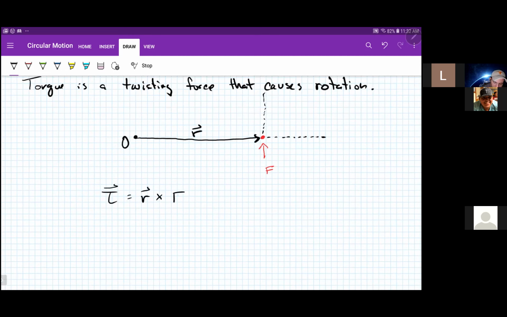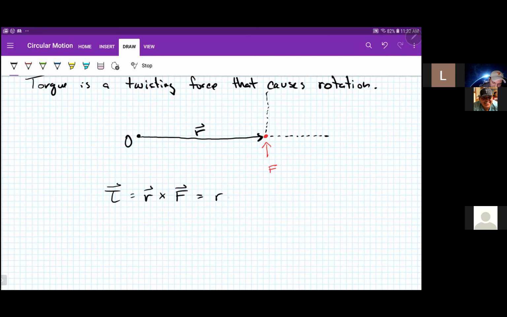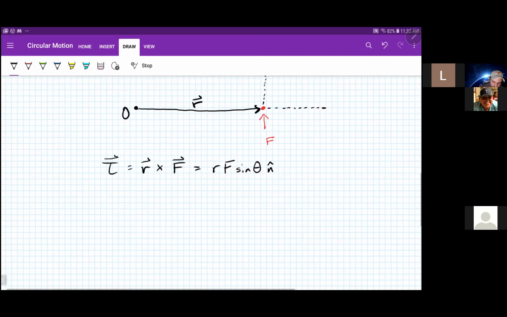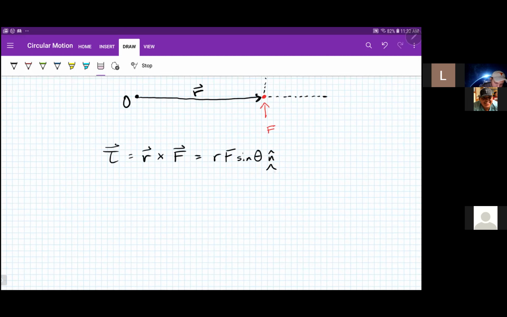We already talked about this, that torque is equal to R cross F. And we know that the cross product is going to be R times F times sine of theta times some direction in hat. That might be i hat, j hat, k hat. It might be some combination of those things, so we'll just put in hat. The angle that we're talking about in this case is the angle between R and F.